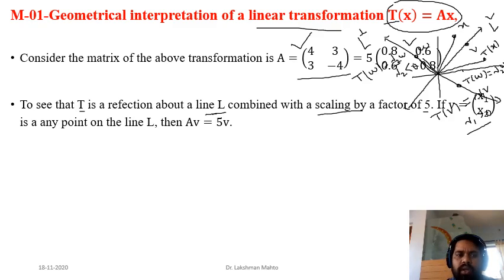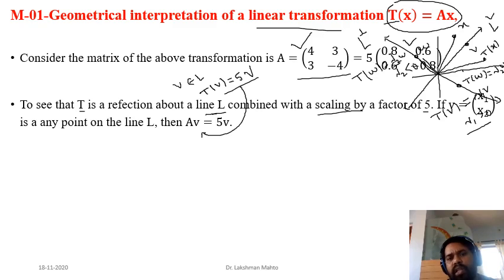So if you take any vector from the line L and you apply the transformation, what would happen? It will not change the direction of the vector v, it will just scale the vector by an amount of 5. So that's why T of v equals 5 times v. That means the same thing you can write this way, because A is the matrix of T: T of v equals 5 times v. You can write it this way: Av equals 5v.